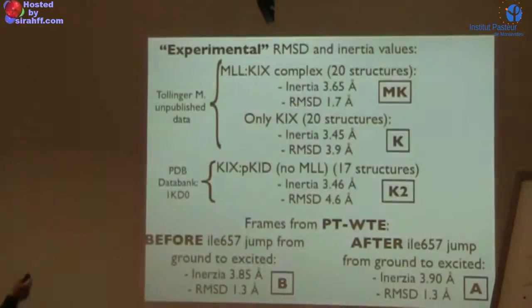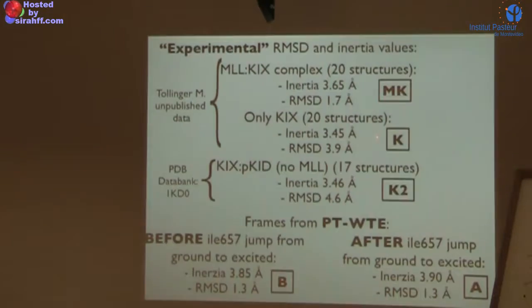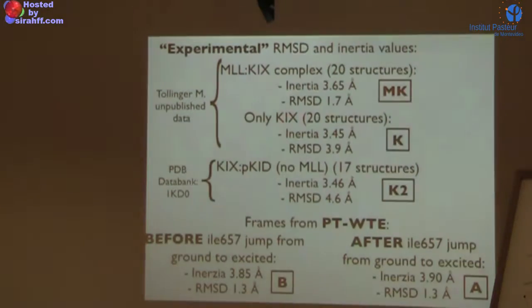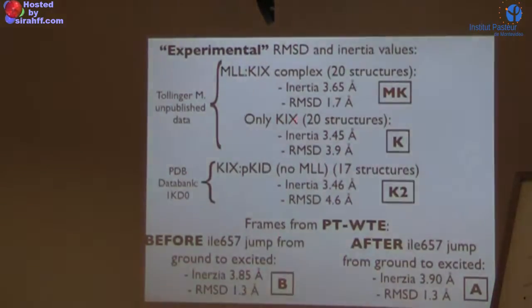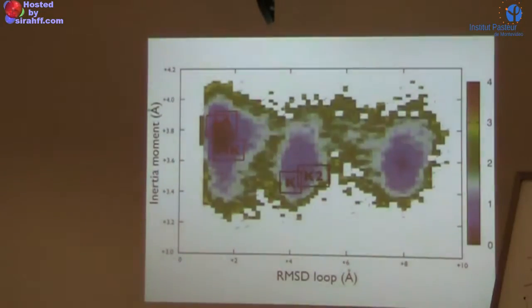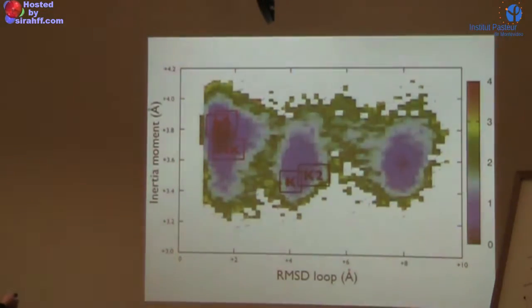I'm getting confused now, so let's go here. MPK and K are from the experiment and correspond to the binary. So that's the ground state. Let's go back. MKK, so this is the ground state, and the kicks is also there.